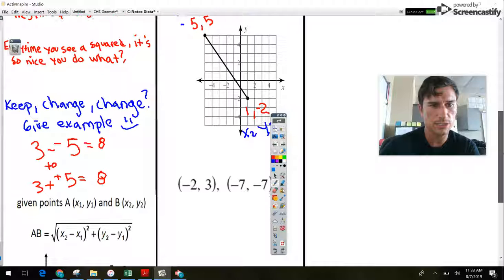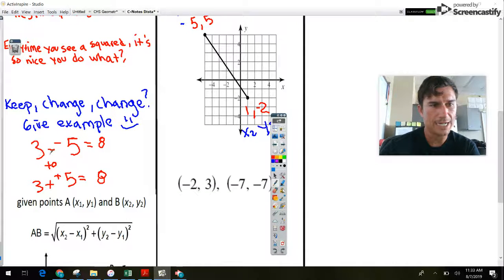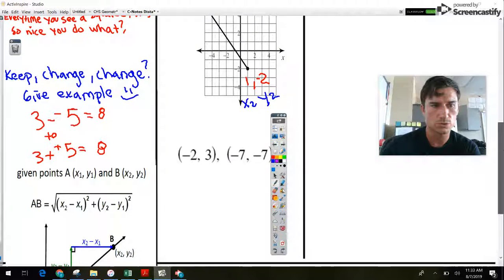Remember, keep, change. If you have 3 minus a negative 5 equals 8, keep and then change. The negative sign is a positive. The negative is a positive. So keep, change. I think you guys learned about that in middle school.